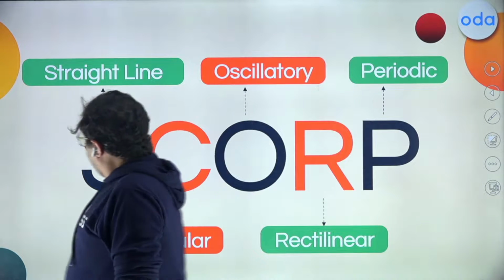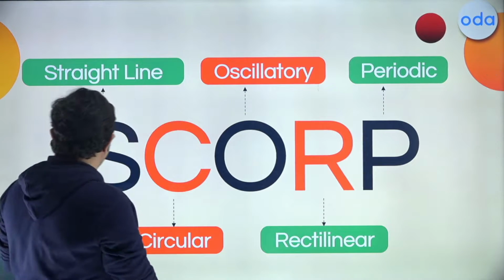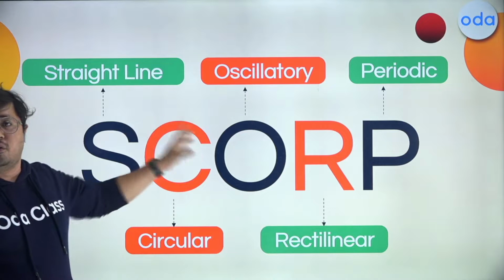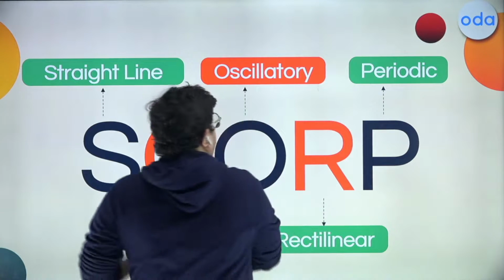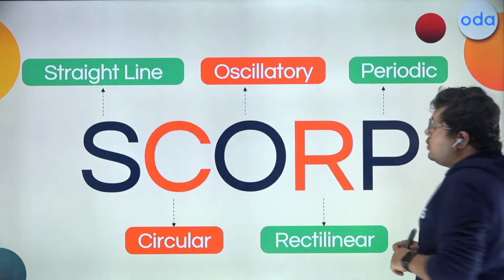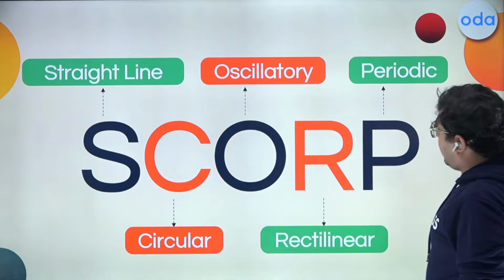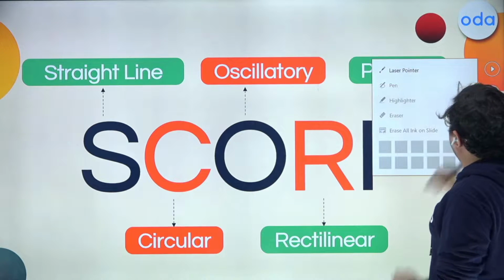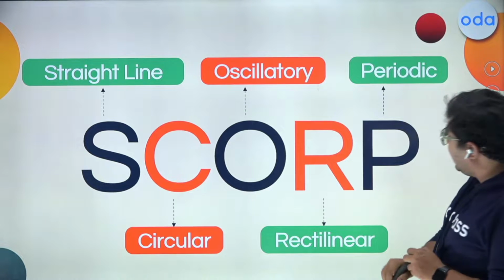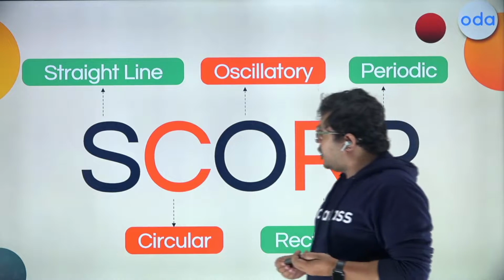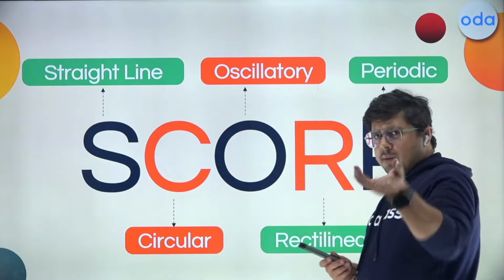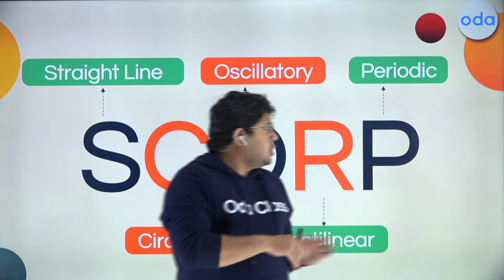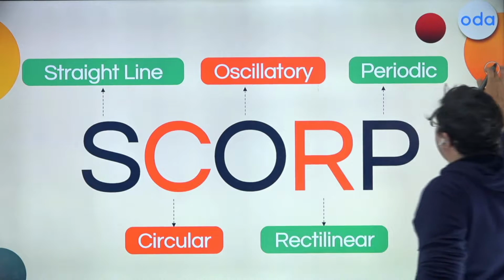SCORP. Oh, isn't that amazing? So these are the 5 major types of motion. The number one is called the straight line. The number two is called circular. Number three is called oscillatory. Number four is called periodic, and so on and so forth. Then we have rectilinear, and then we have finally periodic motion. Now, actually, there's a straight line, rectilinear. I will talk about this in detail. Some of the students get confused. We'll talk about the rotatory motion also.